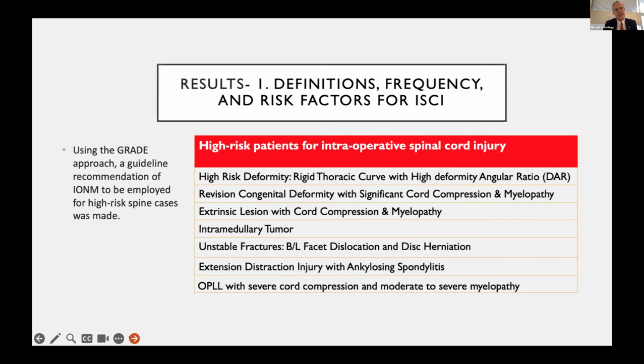So this is a proposed table. This is not set in stone, and this is up to the individual clinician to consider. But certain high-risk patients for intraoperative spinal cord injury: patients with complex spinal deformities that have a high deformity angular ratio, patients who have congenital deformities with significant cord compression, intramedullary tumors, certain unstable spine fractures, particularly with ankylosing spondylitis. We felt that OPLL with severe cord compression represented another specific instance.